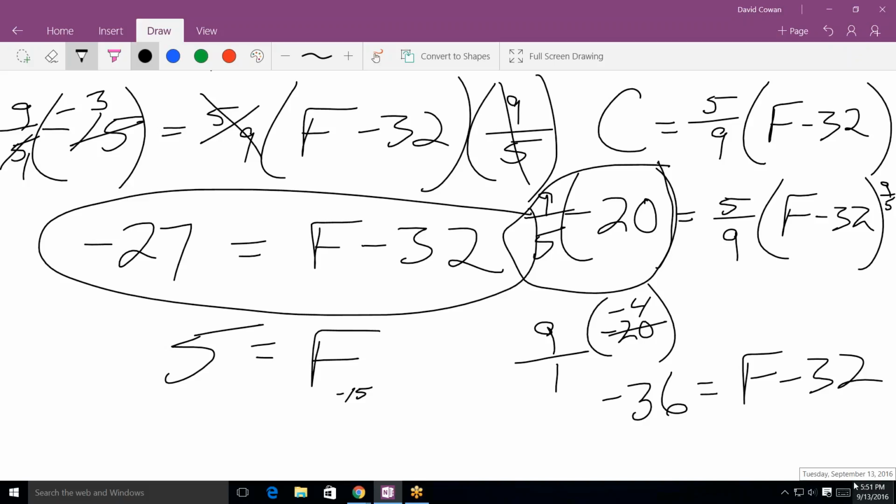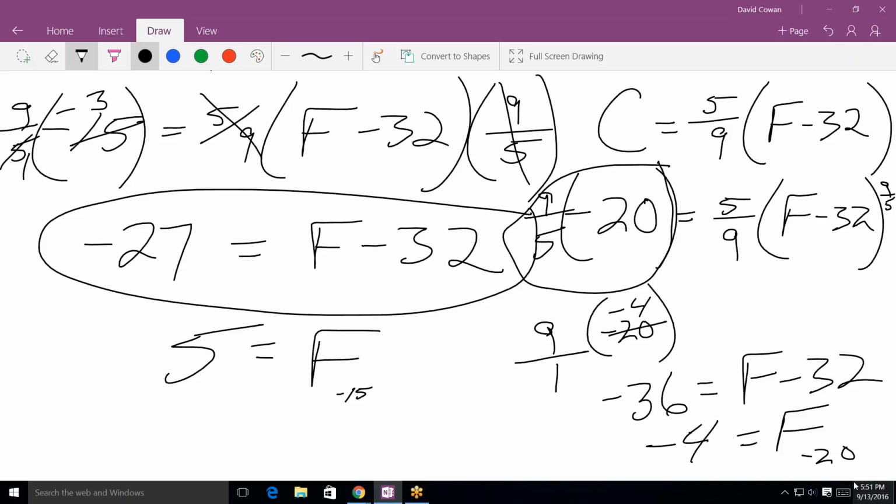Add 32 to both sides, and you get f equals minus 4. So f, in other words, minus 20 degrees Celsius is the same as minus 4 degrees Fahrenheit. Minus 15 degrees Celsius is the same as 5 degrees Fahrenheit.